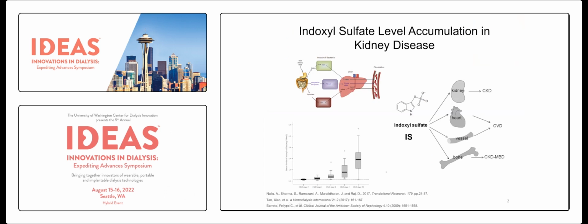Indoxyl sulfate is a very common toxin in blood during hemodialysis. Unlike urea, which is a free species in blood and can be effectively removed through dialysis, 90% of indoxyl sulfate is protein bound. Therefore, during normal hemodialysis, it cannot be effectively removed.